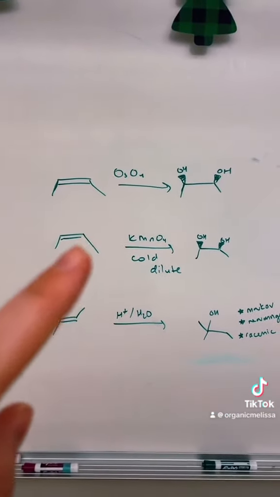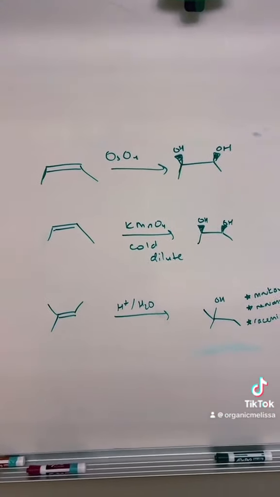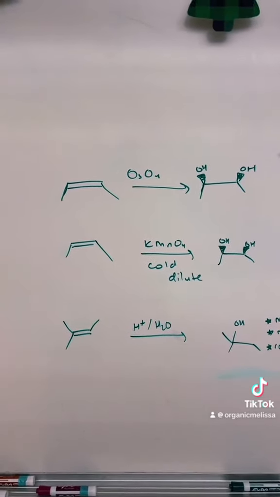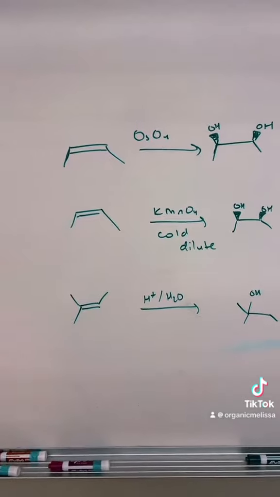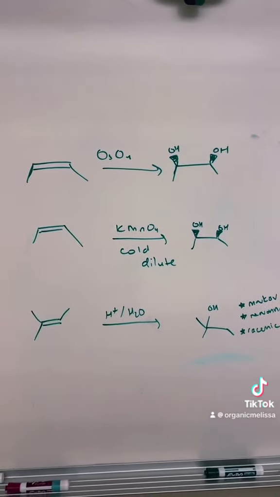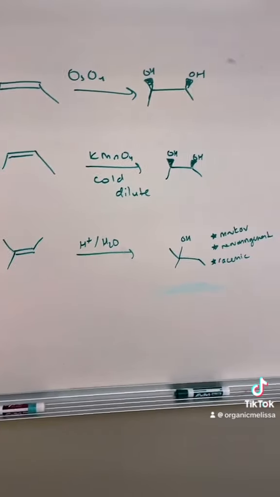These are the 2 ways you can add diols, or 2 alcohols next to each other, to an alkene. You can use osmium oxide, or you can use KMnO4, but you have to use cold, dilute KMnO4 because hot KMnO4 cleaves double bonds.